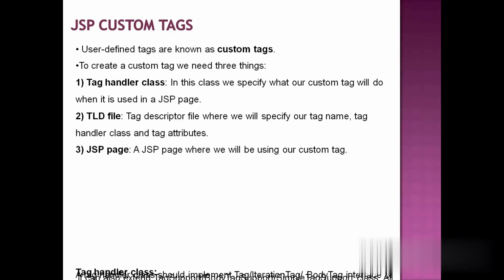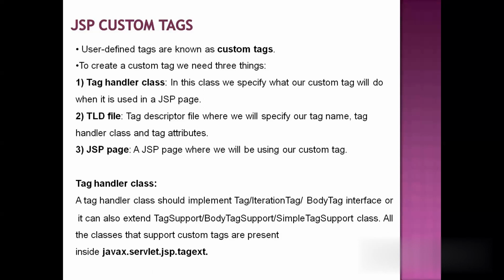So see one example of how to create all these things. While writing the tag handler class, which is one Java file, compulsorily your tag handler class should implement either the Tag interface, IterationTag interface, or BodyTag interface. Or it can also extend the TagSupport class, BodyTagSupport class, or SimpleTagSupport class.